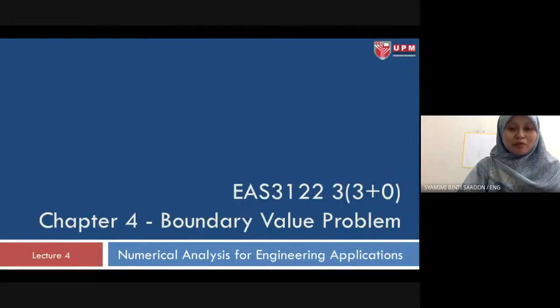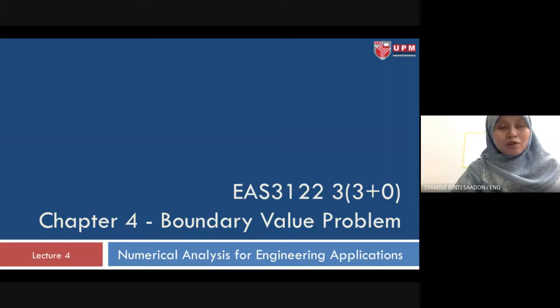Okay, I'll start with this one. Chapter 4 concerning boundary value problem. Last week, chapter 3 was about initial value problem, the initial starting point. So this one is about boundary. So it links: from initial, now we're going to learn about boundary.